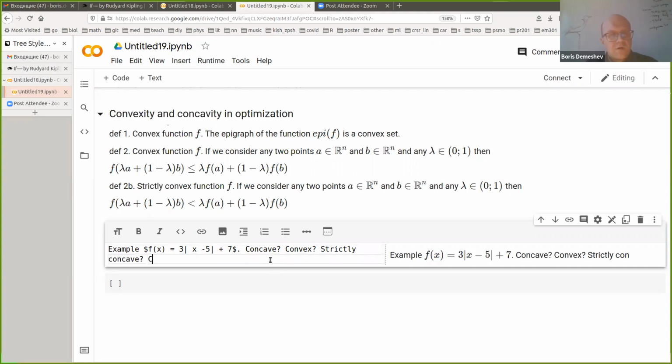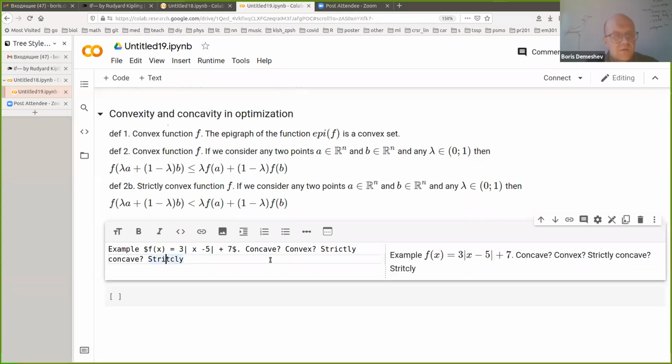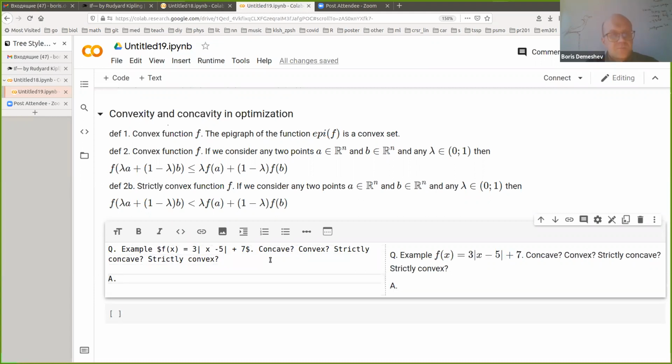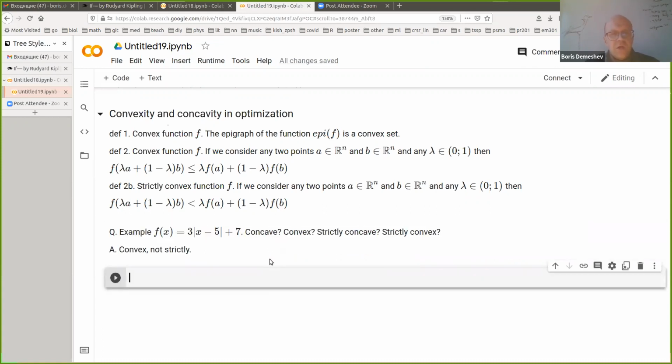Concave, but let's just say strictly convex. Yeah, and the answer is that this function is convex and not strictly. Not concave. Okay, yeah, you're right. Let's go on.